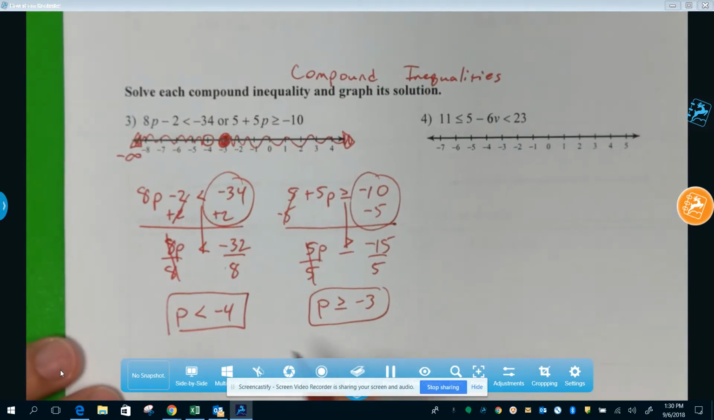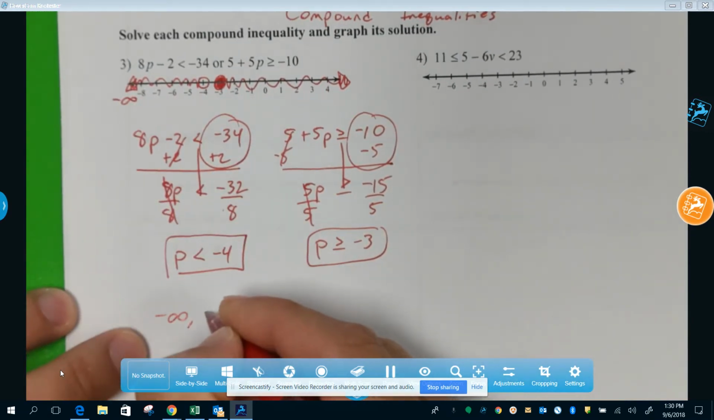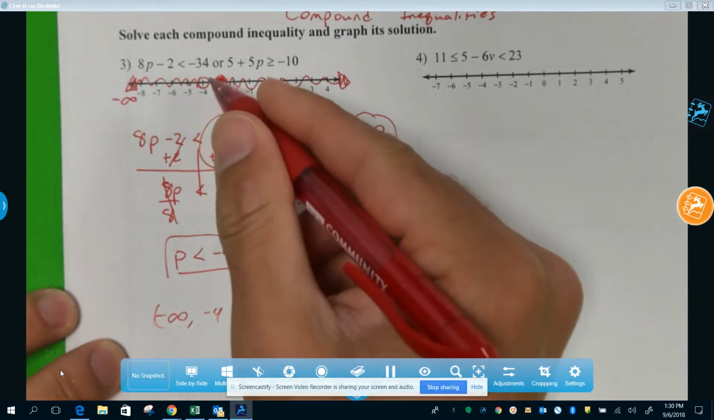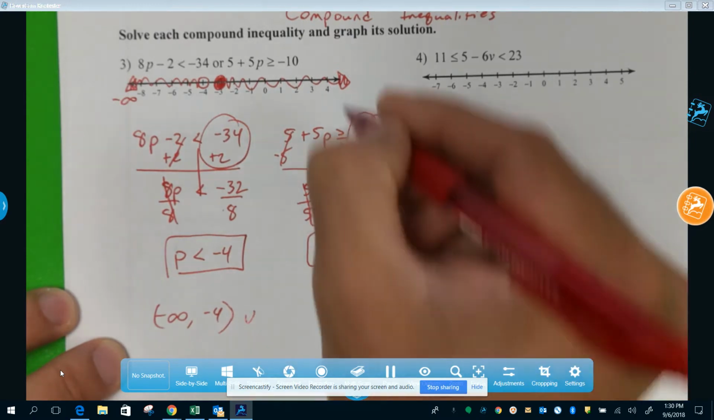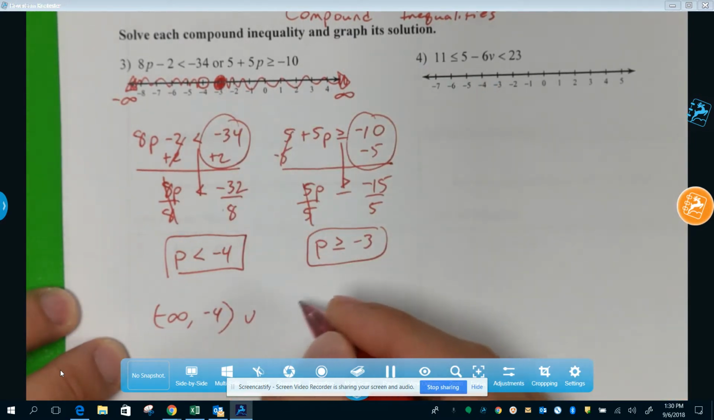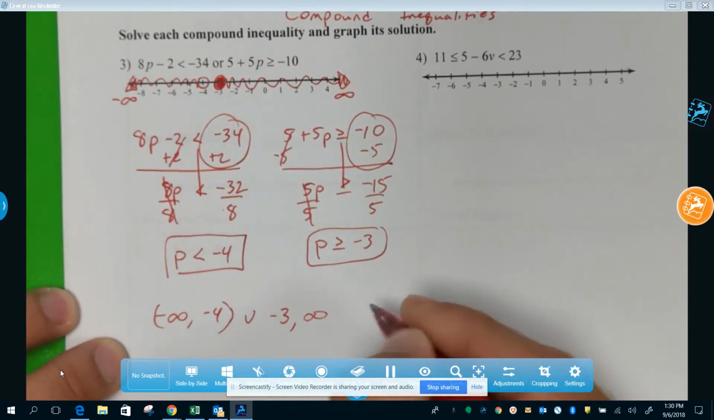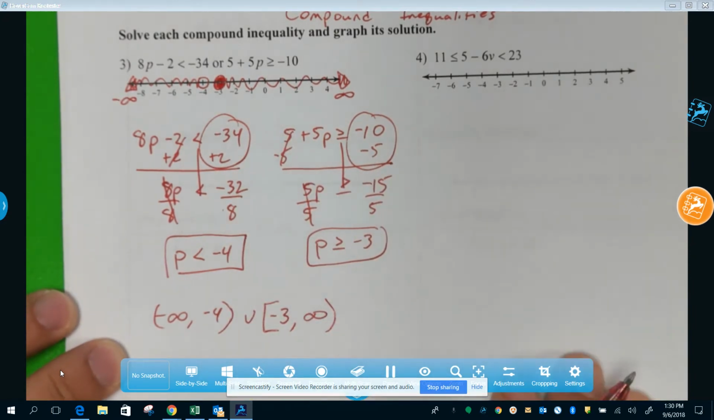There. So the interval notation here, we would say negative infinity to negative 4. Infinity gets parentheses. Negative 4 is an open circle. He also gets parentheses. But wait, there's more. Oh, I forgot to put my infinity there. This next shading goes from positive 3. Sorry, I lied. Negative 3. Negative 3 to infinity. Negative 3 is a closed circle, so he gets a bracket there. And infinity always gets parentheses. There's the "or." We shade outwards.